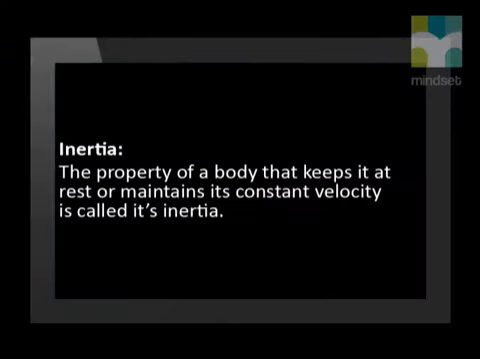So far in our lessons, we have focused on the forces involved when bodies interact with each other, but the bodies themselves have certain properties that influence the way in which forces act, and the effect that forces have on the objects or bodies that they act on. It is on 2 of these properties that I would like us to concentrate for the rest of the lesson. The first property I would like us to look at is the property of inertia. The property of a body that keeps it at rest or maintains its constant velocity is called its inertia.